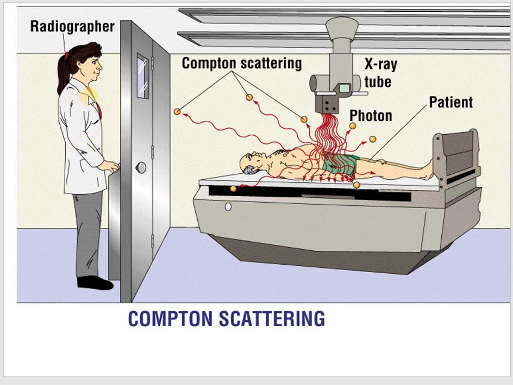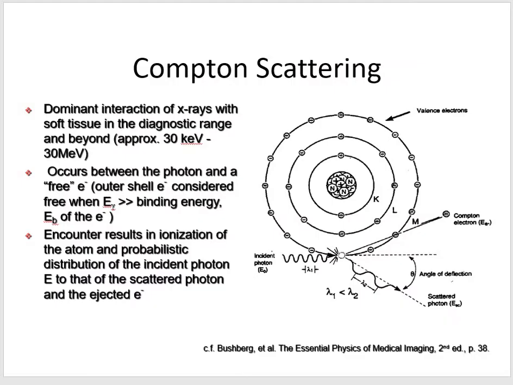Some might reach the personnel, some would reach the wall and be back scattered to the radiographers, or some might reach your film, and so on. So this is the event and the consequence of Compton scattering. It produces scattered photons. Okay, when does this occur? It is normally dominant between 30 keV up to 30 MeV. Of course, this depends on the atomic number or the density of the tissue itself.